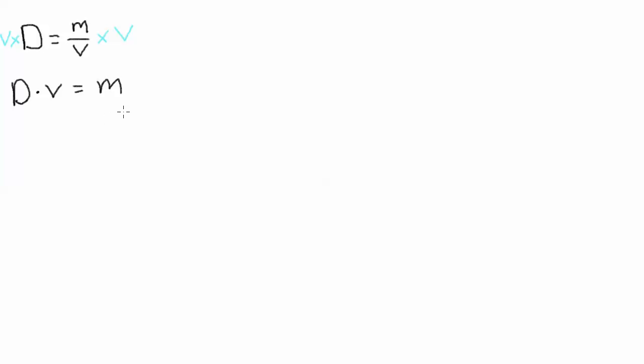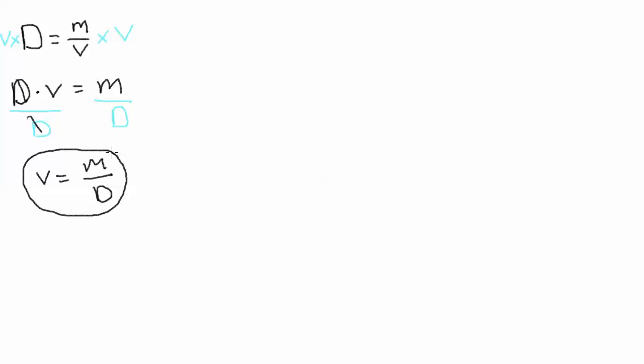Now if we wanted mass, we could stop right there and we would have resolved it for mass. But in this example, we actually wanted the volume, and volume's not by itself. So what's happening with this density term? We're multiplying it by volume. The opposite of multiplying is dividing, so we're going to divide this side by density. And if we divide this side by density, we have to divide this side by density. Right? And so the densities cancel out. You get volume equals mass divided by density. And so you've resolved that equation for volume.